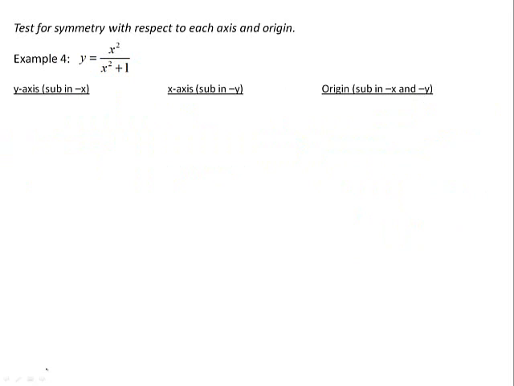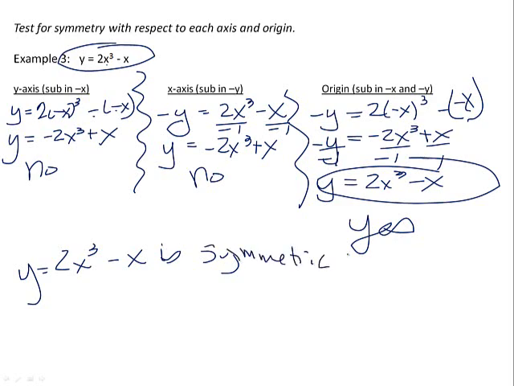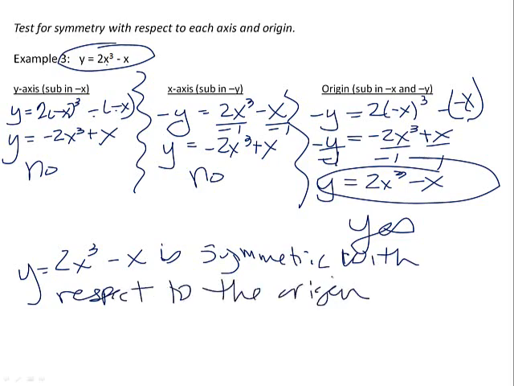All right, let's try it again. Okay, see if we can come up with some different kind of symmetry. Oh, we would probably want to write a sentence on this. I'm just looking at my notes. So we would want to say something like y equals 2x cubed minus x is symmetric with respect to the origin.